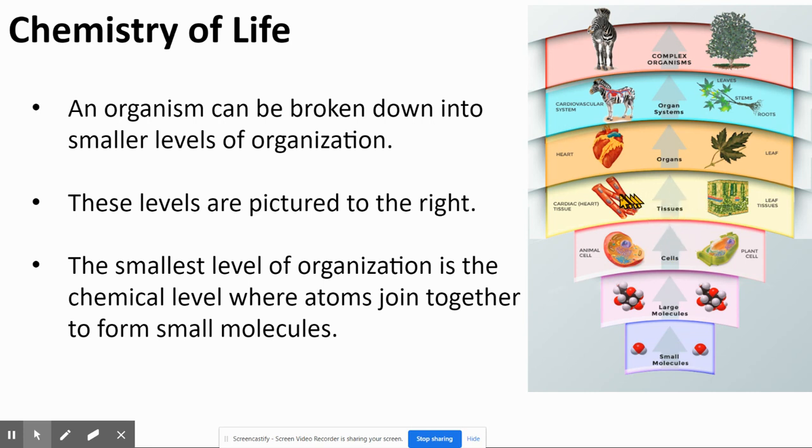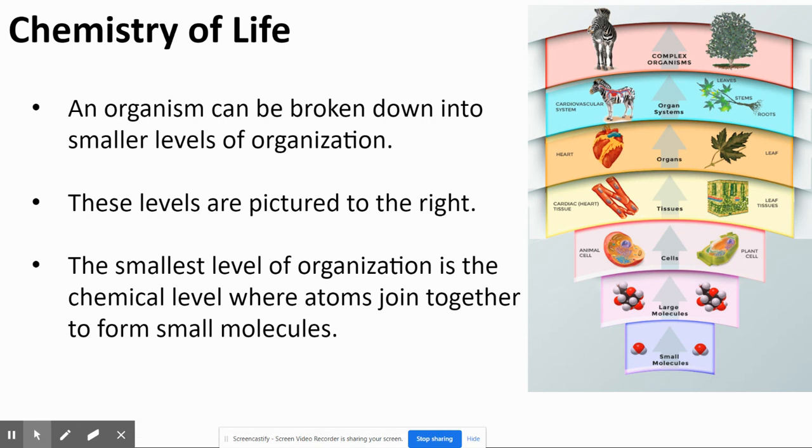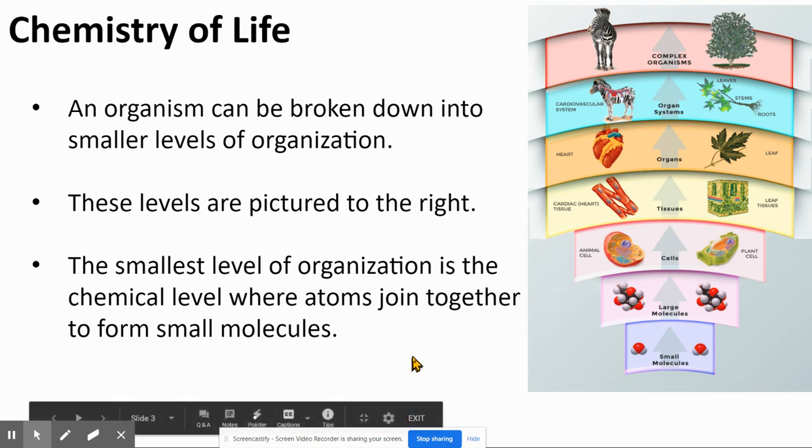Those large molecules can make up cells. Cells can make up tissues. So here you have a leaf tissue, here you have cardiac tissue, and then the tissue can make up the heart, and the leaf tissue can make up a leaf. And then you have organs. So this is a plant, and this is an animal. And then you have the cardiovascular system, and then more complex organisms. But we're starting actually down here. The smallest level of organization is the chemical level, where atoms join together to form small molecules.